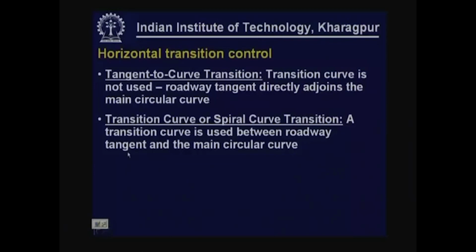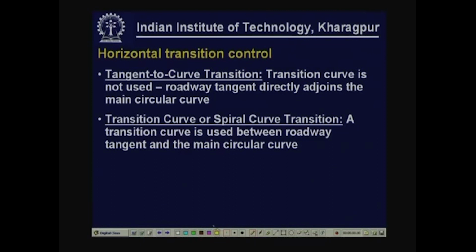So, let us see the two types of transition control. One is tangent to curve transition. Here a transition curve is not used. So, therefore, the roadway tangent directly adjoins the main circular curve. The other way is the transition curve or spiral curve transition, where a transition curve is used between the roadway tangent and the main circular curve.